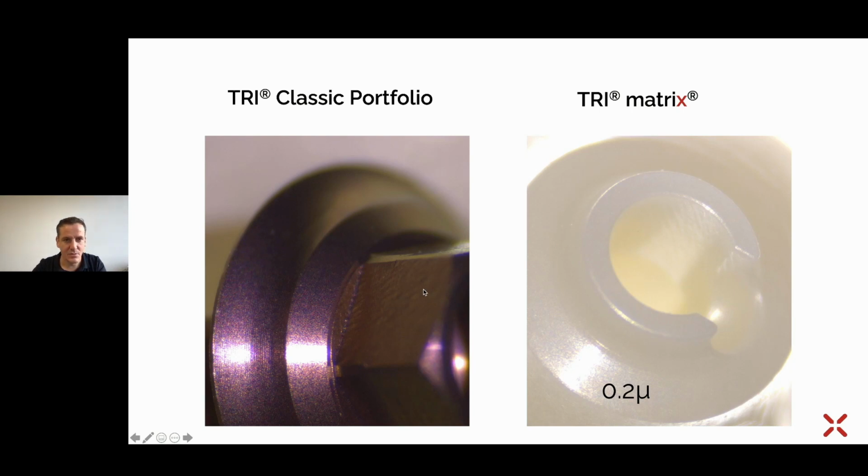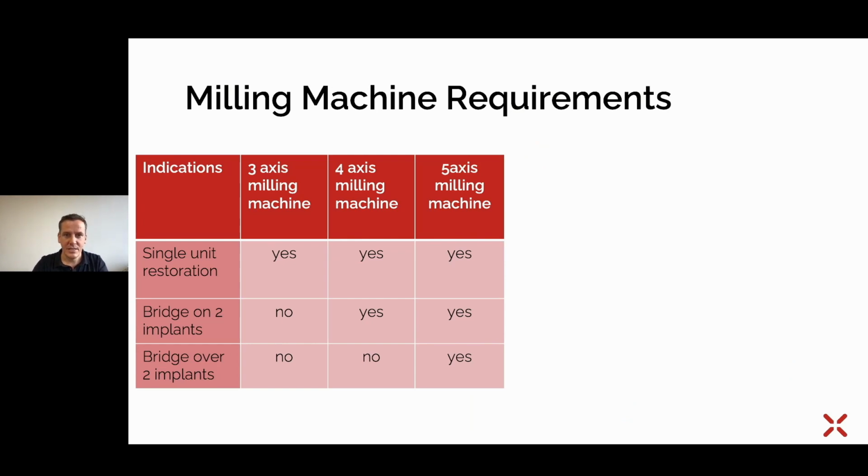This is the hexagon strongly zoomed, and you can see here these lines. This is done in titanium. This is the quality of TRI, and this is the quality you can reach in combination with the TRI matrix milling strategies when we implemented these strategies into your system. Then you are able to mill an accurate connection of the matrix connection, like you can see here on this picture. So the milling machine requirements are as follows.